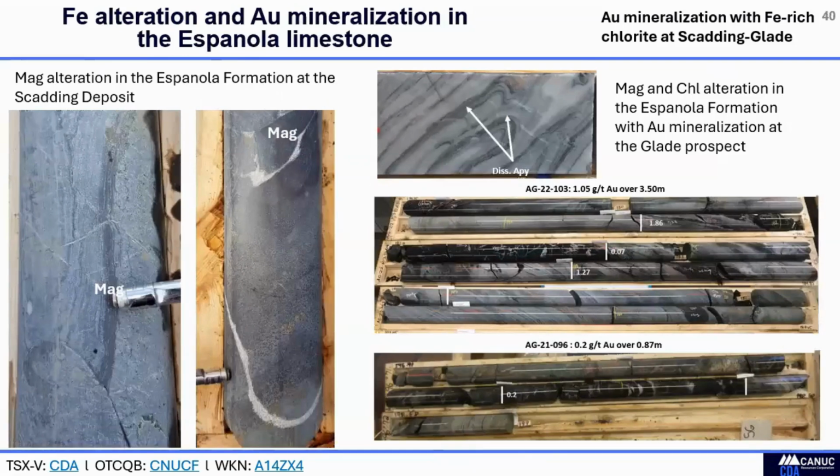The Espanola limestone is still quite altered at both locations. Below Scadding, the Espanola can be replaced quite significantly by magnetite. And at Glade, there's diffuse but sometimes relatively pervasive gold mineralization in the Espanola. Visually, it's not very obvious for certain of these samples. Sometimes it will come with the iron-rich alteration, but other times it will come with very fine dissemination of sulfides on the lamination of the limestone of the Espanola Formation.